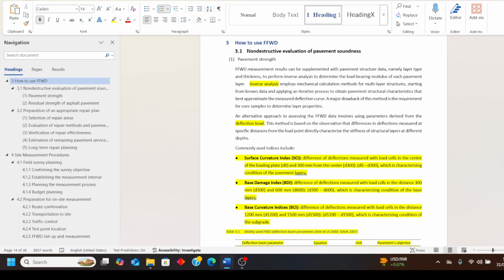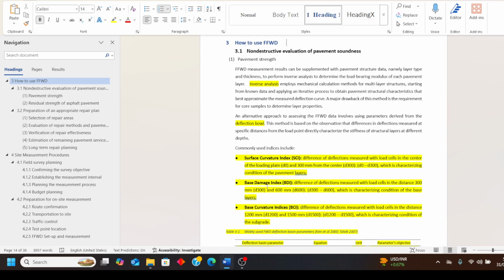So, a non-destructive evaluation of the pavement soundness, which indicates that FFWD measures how much pavement deflects under a load, and this shows the strength and stiffness of different layers. So, it has basically two main approaches mentioned in the manual. One is the inverse analysis, which involves layer thicknesses along with the deflections to calculate the elastic modulus of each layer. And then the second approach is the deflection bowl parameters.